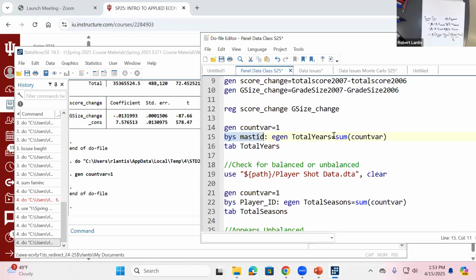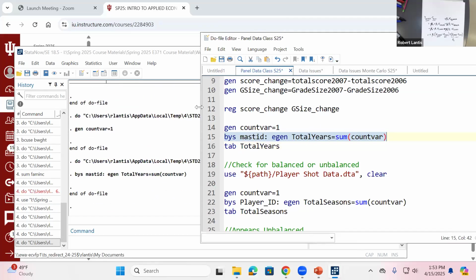I'm going to sum up that count variable and call it the total number of years, because if they're in my data set for 2 years, each one of those should have a value of 1. That should add up to 2. For any student that's only in there 1 year, when I add up all of their observations, I should only get 1. So I'm going to create that variable by each student ID, add up this count variable. That should give me the total number of years that student had in my data set.